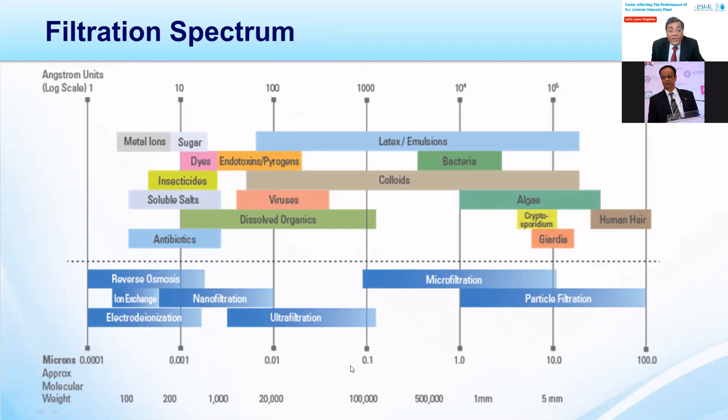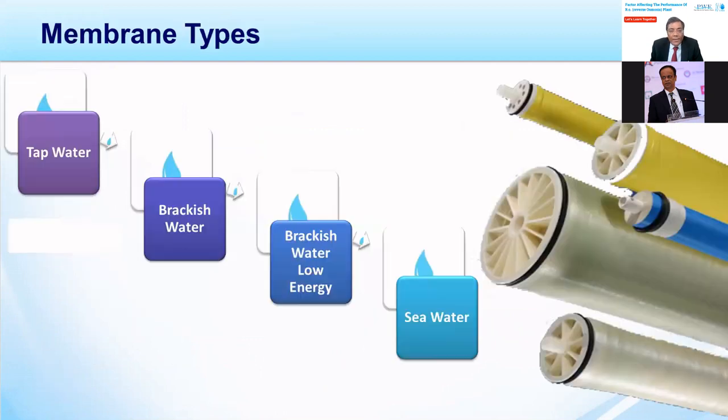For ultrafiltration, you can remove particles up to 0.1 micron in size. For nanofiltration, 0.01 micron and below is the molecular weight cutoff size. You can choose the membrane based on your application and the objective.